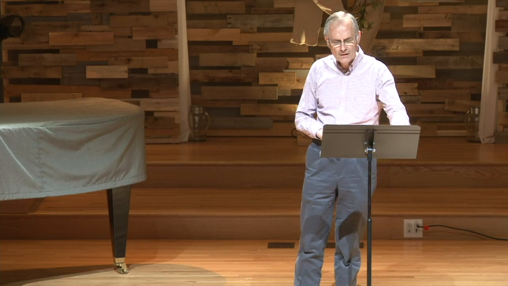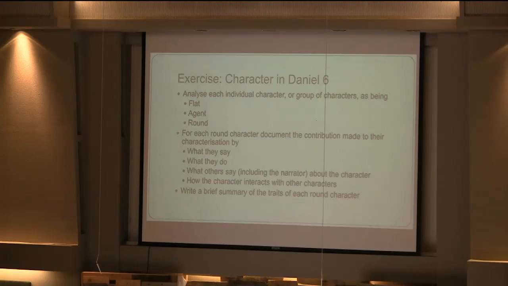There's an exercise that I think you would find helpful, and I'm going to ask you to do that now, and it concerns Daniel chapter 6. So in the rest of the time that we have available then, I'd like to ask you to do these three brief tasks. First of all, you're going to get a handout here, which is simply the text of Daniel chapter 6. And I'd like you to read through Daniel 6 and identify the characters in that narrative.